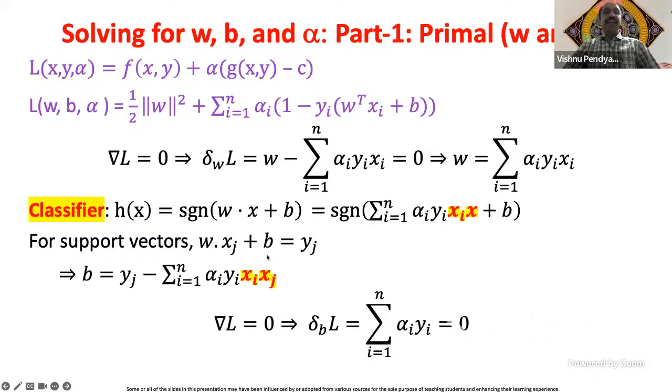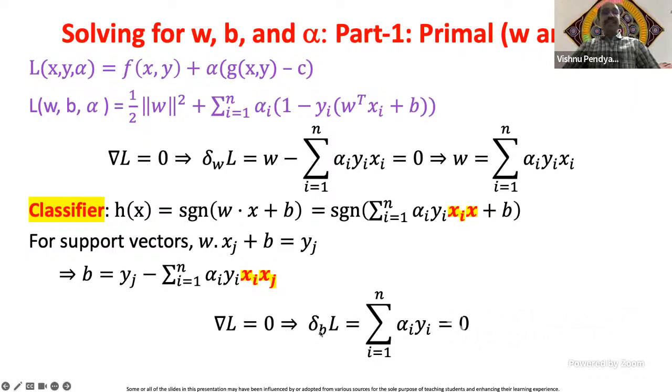If you noticed, the x's are in red and highlighted. Why? The observation here is that x's are appearing together as a dot product. They are not appearing individually anywhere in whatever we are deriving. So that observation comes in very handy, right?